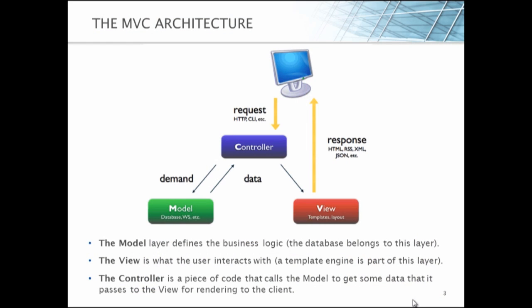MVC stands for Model View Controller and is a way to abstract business logic from the presentation to the end user. So there's three real components to that. First, there's the model. This layer defines the business logic, and the database belongs to this layer as well. There's the view. That's what the user interacts with. It's how the data is presented through the UI, through the browser, out to the user. And then the controller is a piece of code that calls the model to get some data, interacts with it, and then passes to the view for rendering on the client.